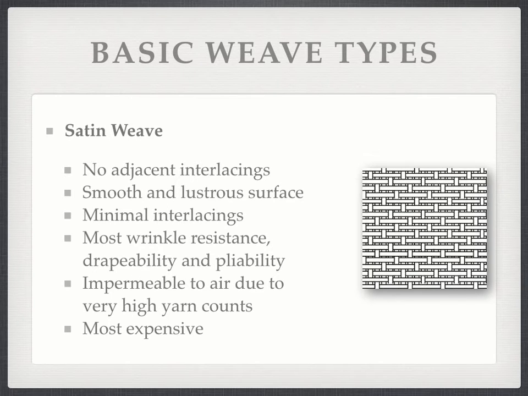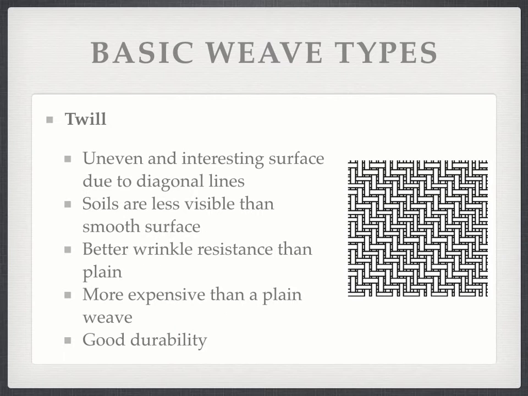Next is the satin weave, which you can see in the image on the right. It has no adjacent interlacings, which is pretty clear in the image, but that makes it really smooth and lustrous, which is a nice positive of the satin weaves. They do have minimal interlacings. It has very high wrinkle resistance, drapeability, and pliability, so it's a pretty durable fabric, but it also makes it pretty expensive. So that's one of the biggest negatives of a satin weave. And then it's impermeable to air due to the very high yarn counts. So it's a pretty durable fabric, but it is one that's going to be more expensive.